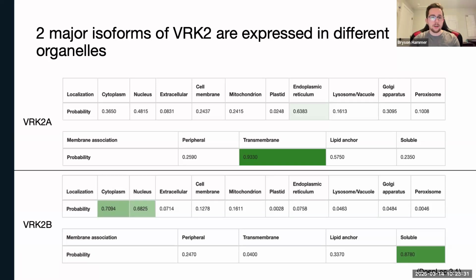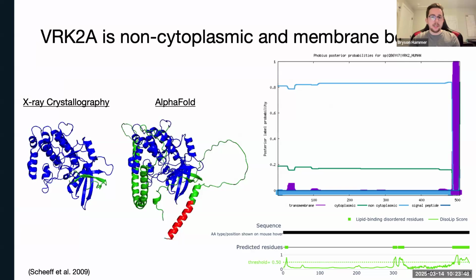Phobius also predicts that this is a non-cytoplasmic protein, as shown in the next slide. VRK2B is only expressed in small amounts in the cytoplasm and nucleus, and it lacks the transmembrane domain. The protein kinase domain in blue, which contains the active site, has been determined through crystallography. AlphaFold can be used to show the transmembrane linker domain here in red. This transmembrane domain was determined using Phobius and DISOLIPRED. DISOLIPRED also predicts residues that may interact with the membrane lipid surface.